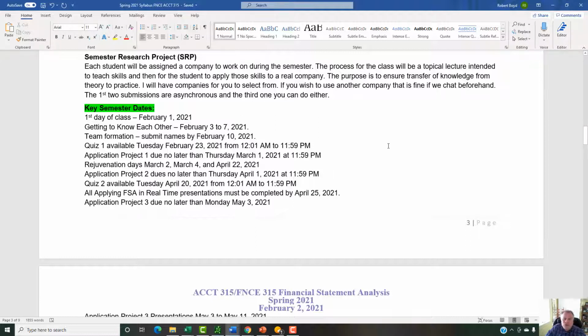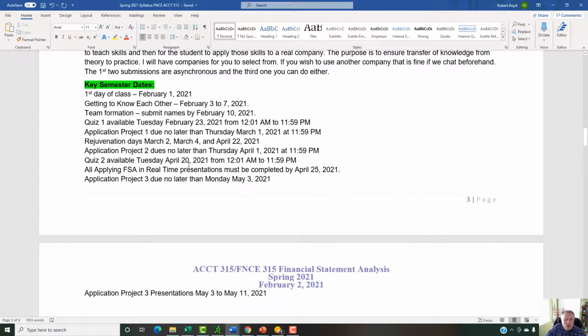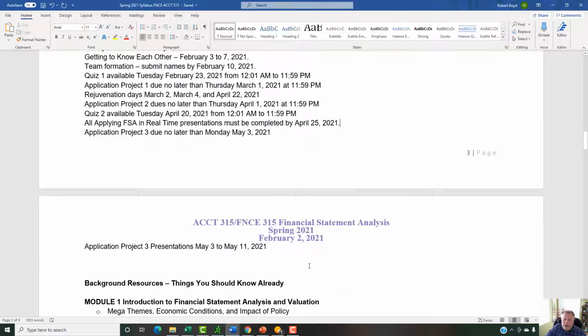Application Project 1 is due no later than Thursday, March 1st. And many of these dates are no later than. Earlier application is encouraged. We have some rejuvenation days, the 2nd, 4th, and the 22nd. We will schedule nothing on those days. Application Project 2 is due no later than April 1st. It's not an April Fool's joke. Quiz 2 will be April 20th. And then we need to have all the real-time presentations completed by April 25th. And Application Project 3 due no later than May 3rd. And then the presentations will schedule between the 3rd and the 11th.